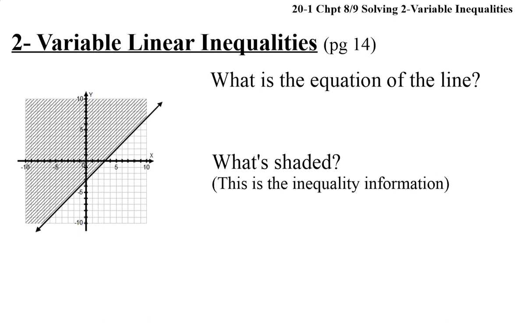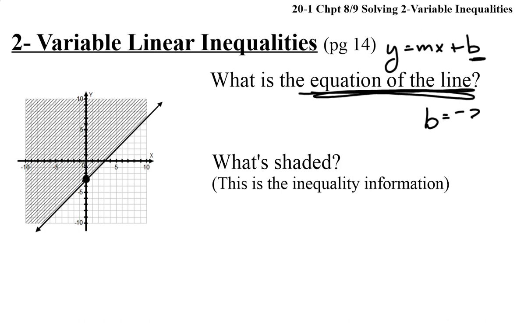Well, the first thing we need to do is figure out what the equation of the line is. To come up with the equation of a line, going back to the 10C course, y is mx plus b, we need to know the y-intercept. We can see on this graph the y-intercept is -3. So our b value is -3.